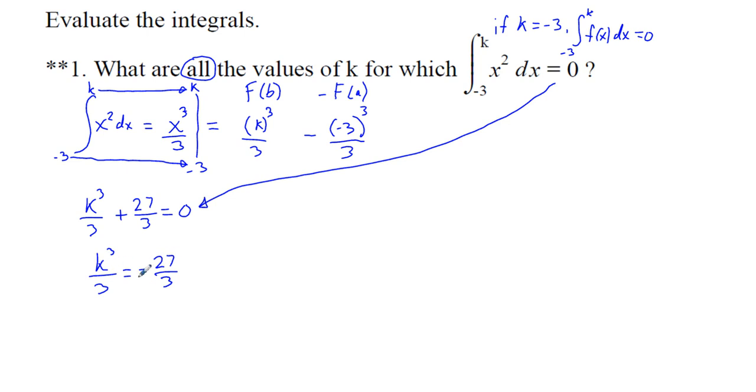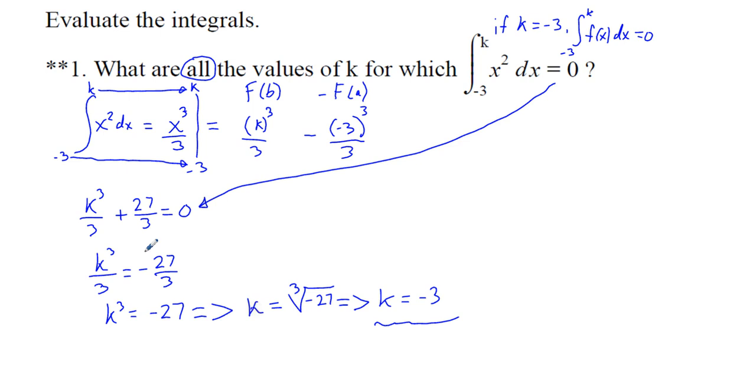Multiplying by 3, we're going to have k cubed is equal to negative 27. And finally, working to the right here, k is equal to the cube root of negative 27, which is none other than negative 3. And it's not going to be plus or minus because we don't have an even numbered root, we have an odd numbered root. So this will be our answer to problem 1.